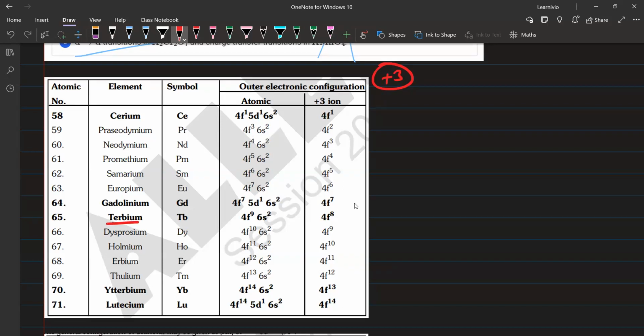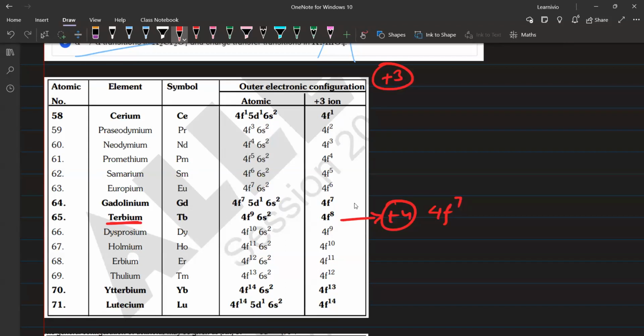For example, terbium की अगर आप बात करें, तो terbium it is 4F8 in +3. इसमें आप क्या कर सकते हैं? +4 भी oxidation state हो सकता है. Why? +4 can exist because in +4 oxidation state you will be having 4F7 because of half filled. ठीक है? Make sense? Yes or no? Please tell me, guys. In the case of terbium.